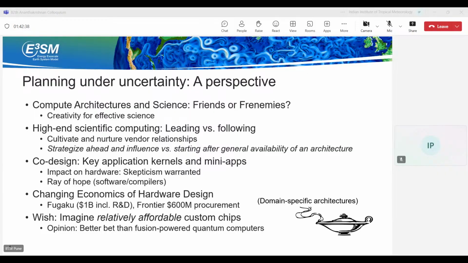And finally, this is more like a future wish list. Let's say we're spending so much money, and even India will spend a lot of money on NSM 2.0 and whatnot.